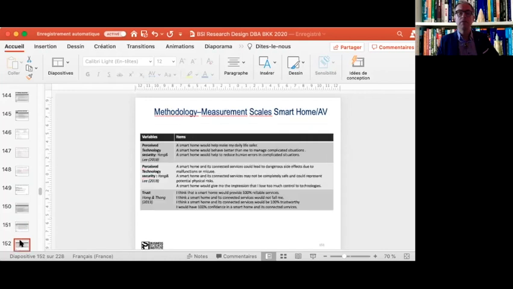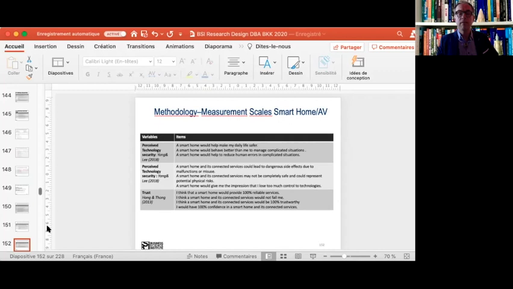Perceived technology security was measured with Young and Lee. A smart home would help make my daily life safer. A smart home would behave better than me to manage complicated situations. A smart home would help to reduce human errors in complicated situations. Perceived technology security was also measured with Young and Lee. A smart home and its connected services could lead to dangerous side effects. A smart home and its connected services may not be completely safe and could represent a potential physical risk. A smart home would give me the impression that I lose too much control to technologies.